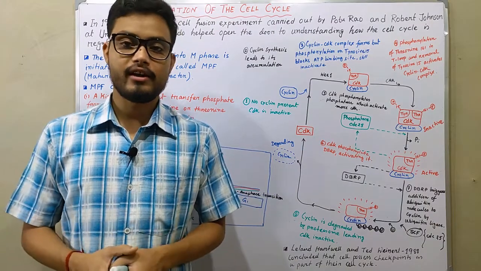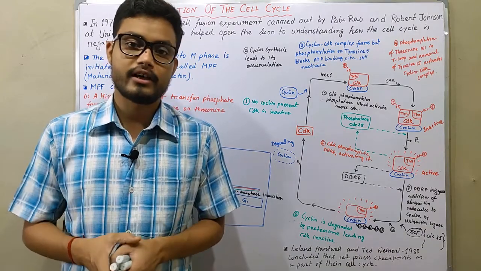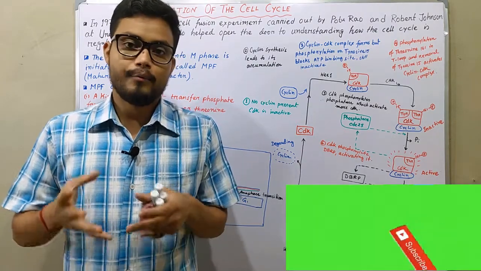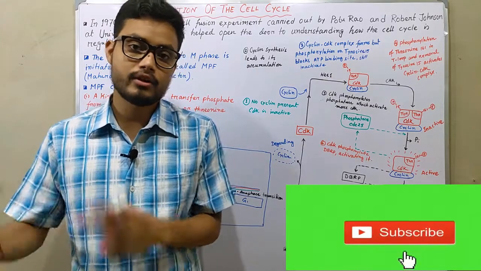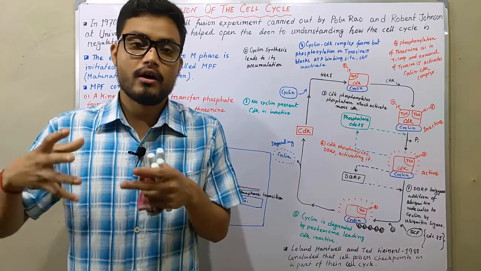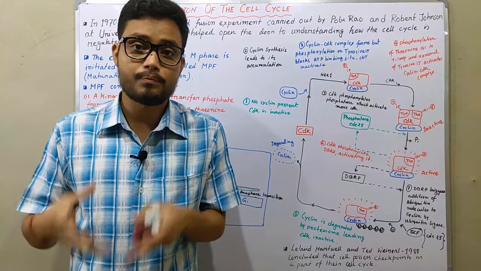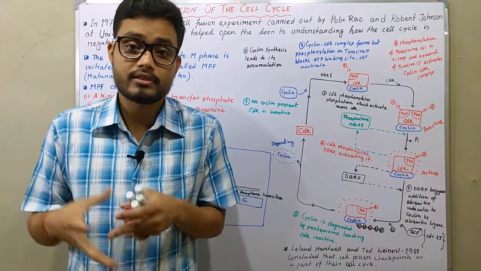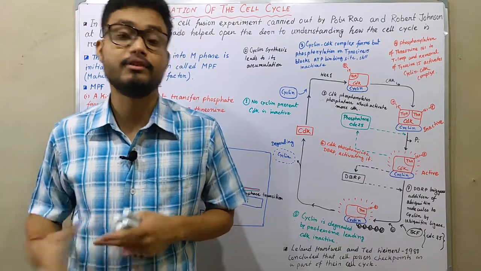Regulation of the cell cycle is essential for a cell that undergoes division, because when a cell divides, it produces several kinds of proteins and enzymes that help the cell to undergo and complete the division.